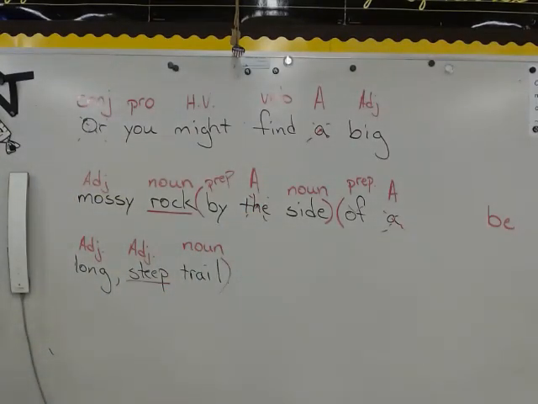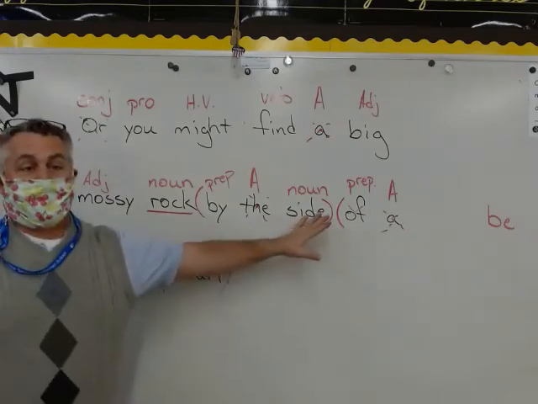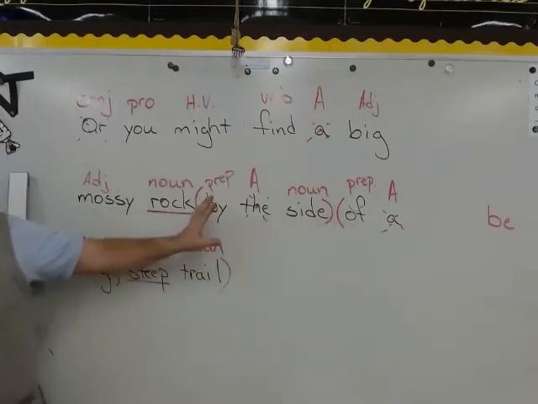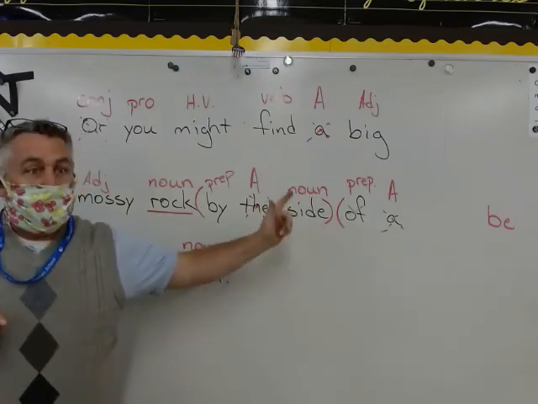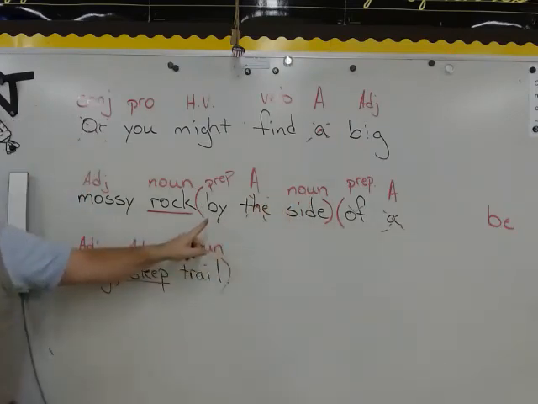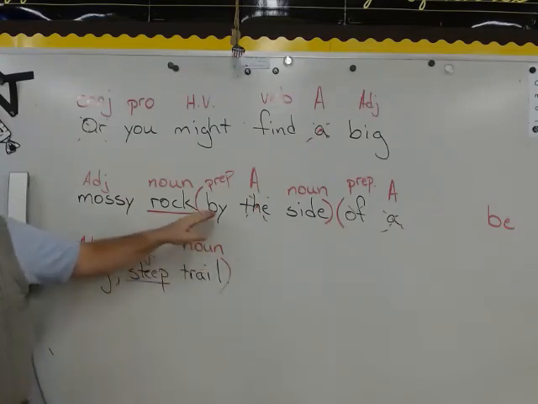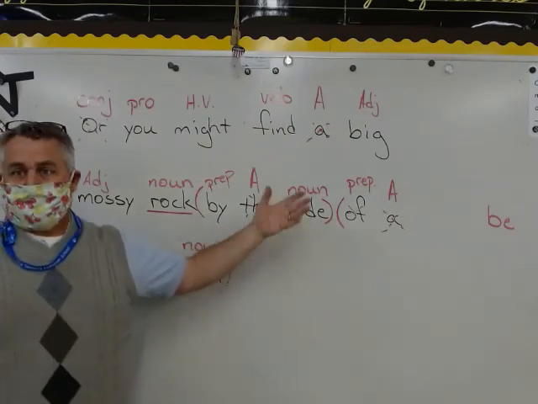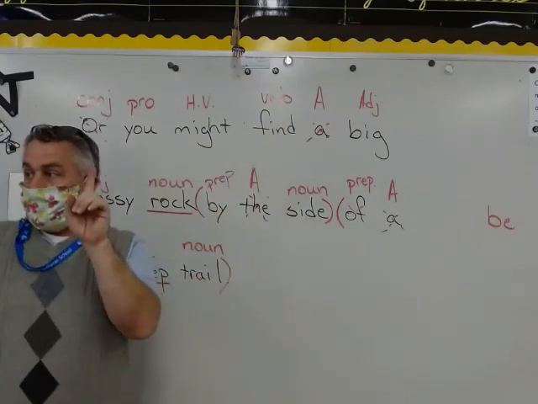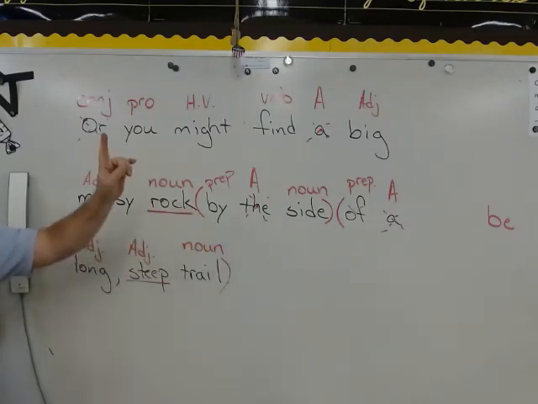Now, here's the thing. You might do this, though. By the side, could you come up with a different prepositional phrase to take the place of by the side? Okay. If you can do that, count that as one change. If you come up with a prepositional phrase that means the same thing as by the side, count that as just one change, even though you might change 3 different words. Okay, that's just one change.